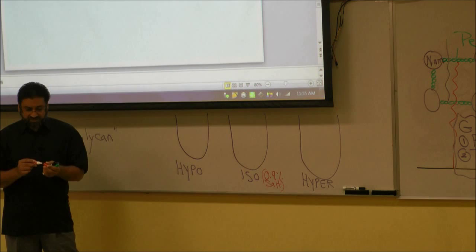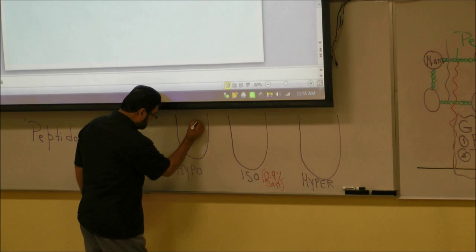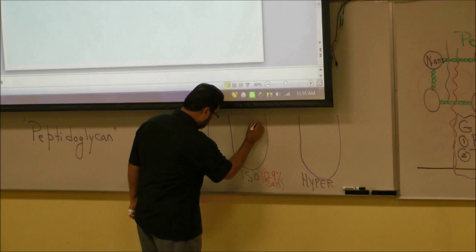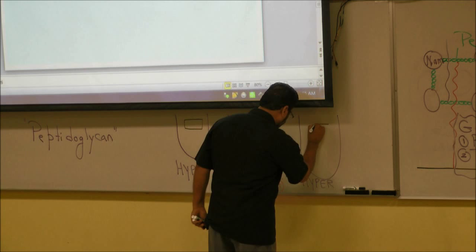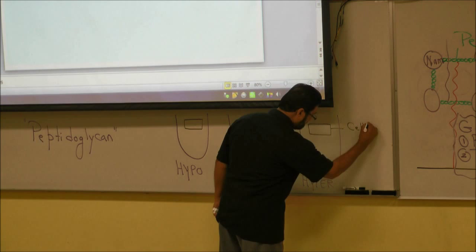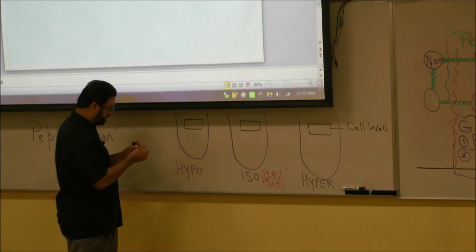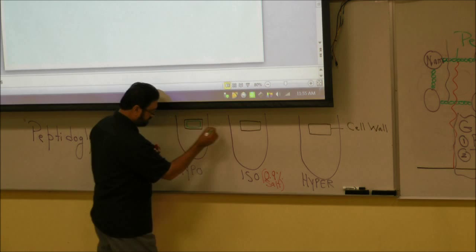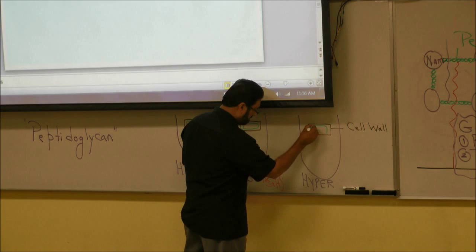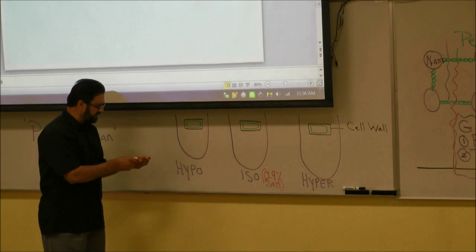So let's put bacterium in each test tube. This is the cell wall. Black color represents cell wall. And the green color represents cell membrane. First test tube, let's turn it to hypotonic. So how much salt should I put in here? Less or more? Less.